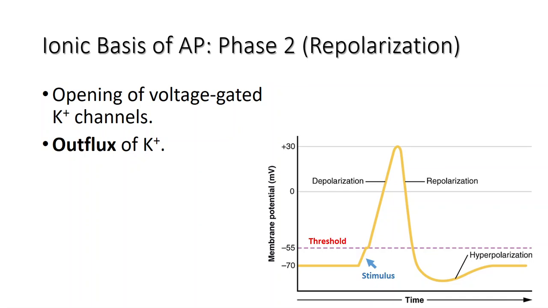During repolarization, the inflow of sodium ions slows down. At the same time, the outflow of potassium ion accelerates. Acceleration of potassium ion outflow causes the membrane potential to change from plus 30 millivolts to minus 70 millivolts.